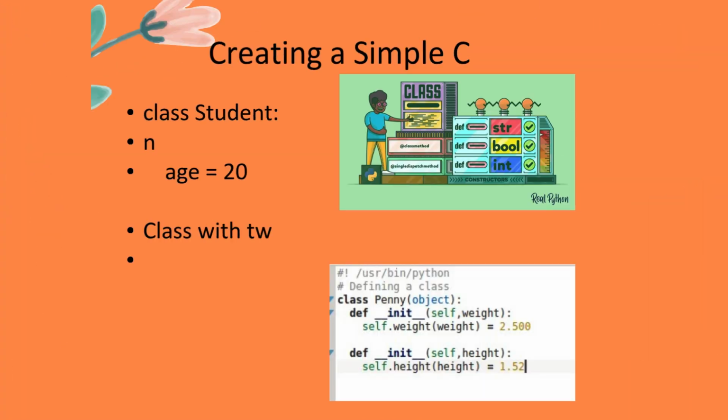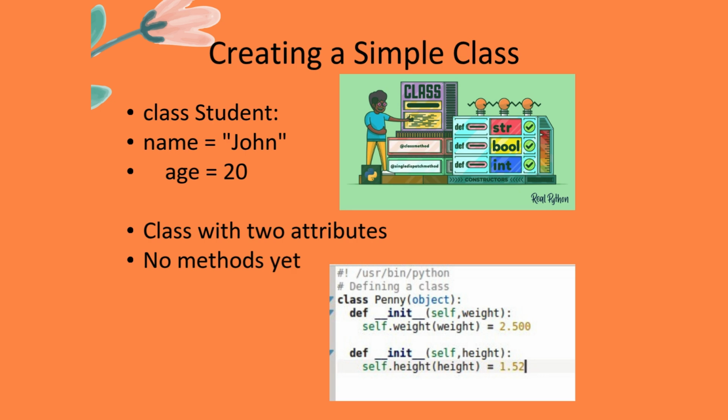Creating a simple class. Let's write our first class. Class Student, name equal to John, age equal to 20. This class defines two attributes, name and age. These attributes are class variables. They belong to the class itself and are shared across all instances unless overridden. Right now, we don't have any methods, just static data.